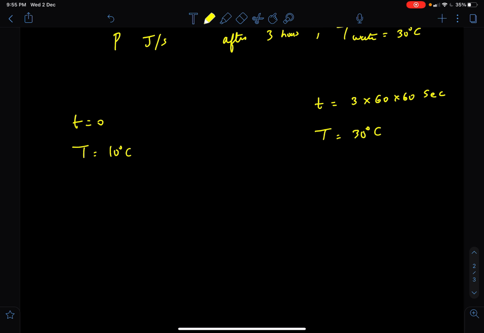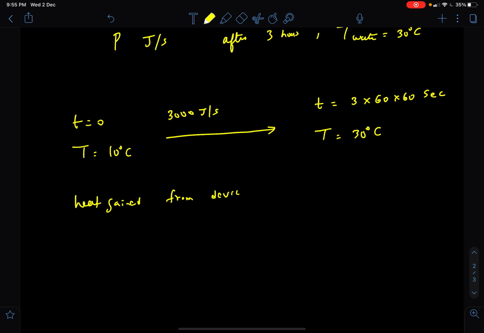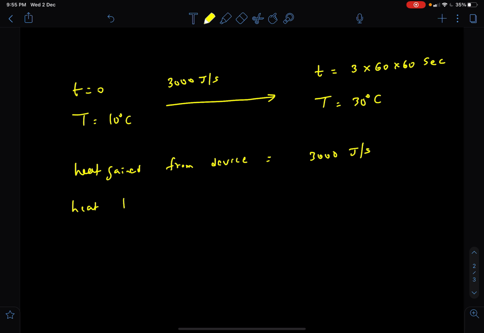And how much is the heat gained? 3000 joule per second is the heat gained. So total heat gained from the device is equal to 3000 joule per second. What is the heat lost? The heat lost to the cooler is equal to P joule per second. But we are not talking about per second now, isn't it? And so we will multiply it by the time, so 3 into 3600 seconds.